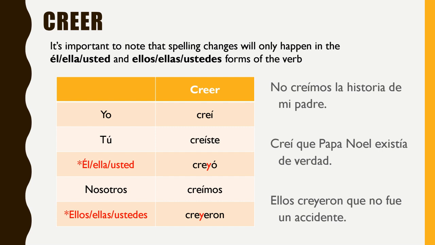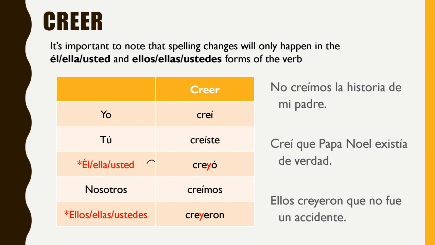And here we have the verb creer. Creer means to believe, or sometimes it can mean to think. So when we conjugate it in the preterite tense, we end up with creí, creíste, creyó, creímos, and creyeron. And you'll notice that it only takes the spelling change in the él, ella, usted form and in the ellos, ellas, ustedes forms, just like the verb leer.